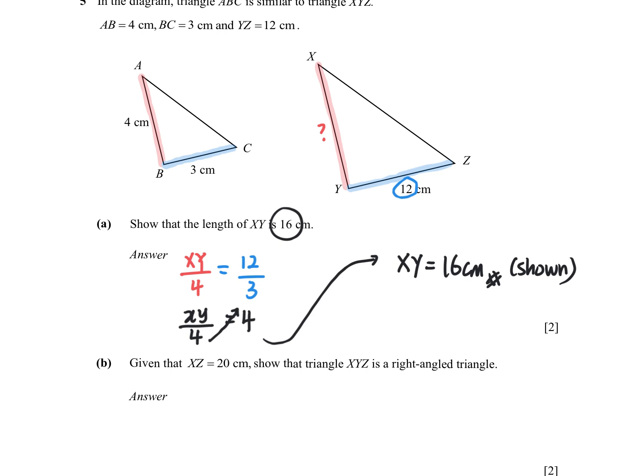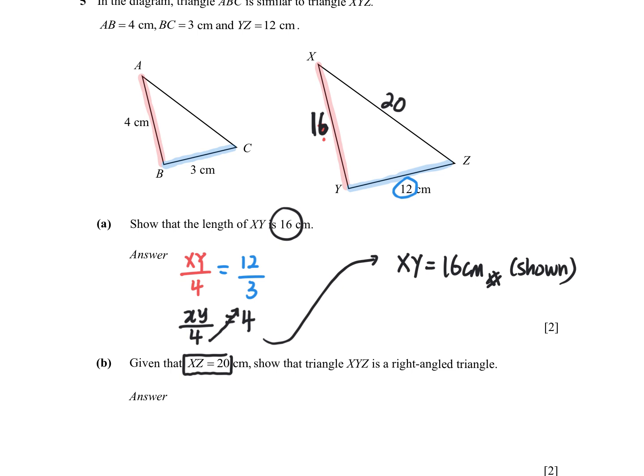Okay, next one. A very good habit is every time after you found something, go and quickly write it in the diagram. So I already know this is 16. And now they tell me xz is 20. So quickly go and write it here. And then they say, can you prove that it is a right angle triangle?